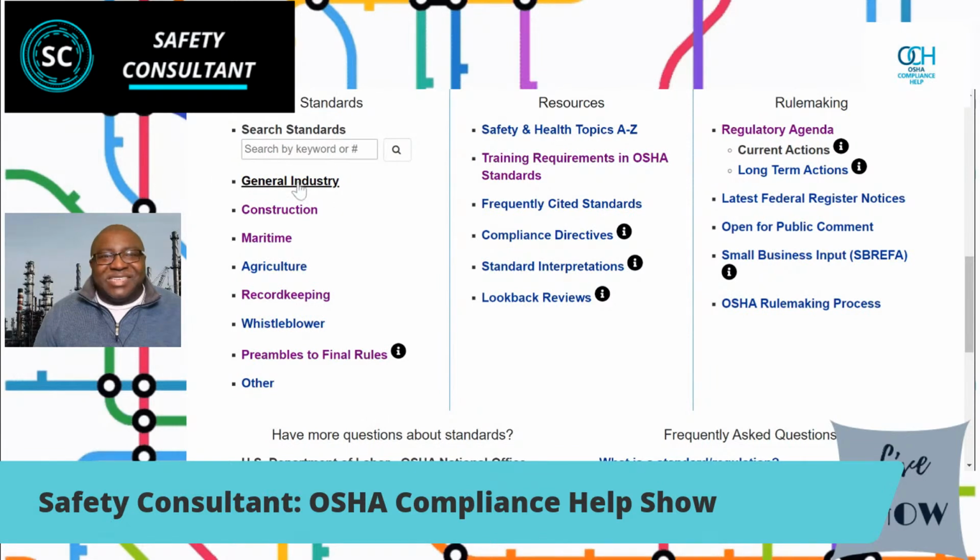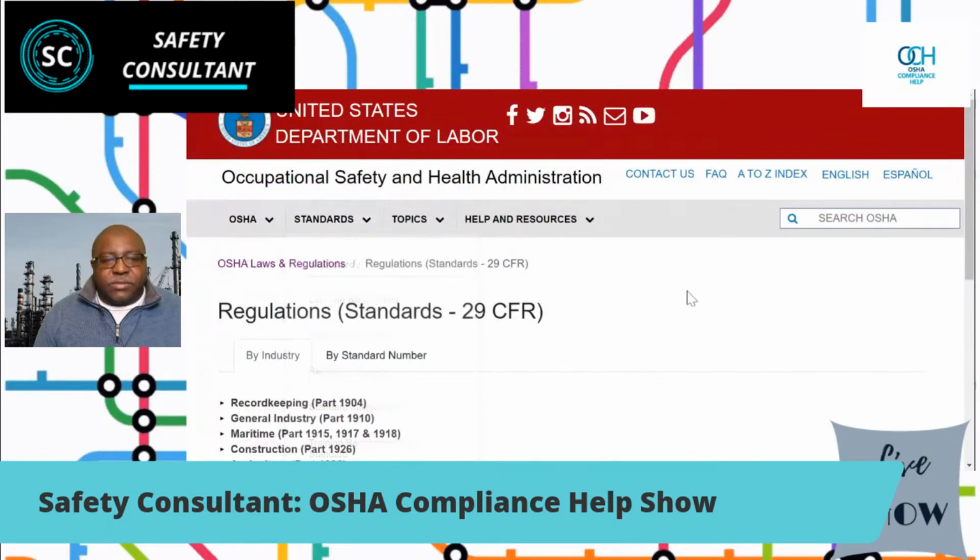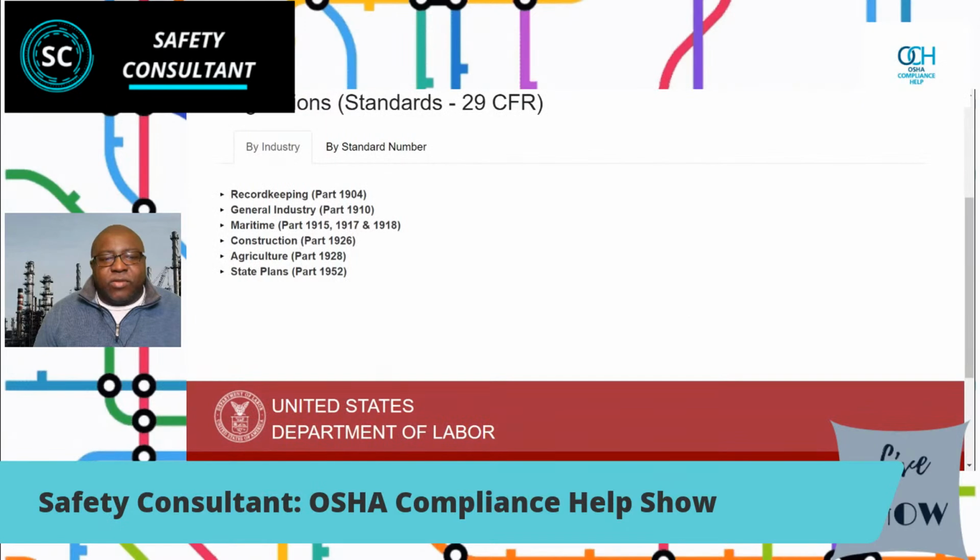General industry is 1910, construction is 1926. Maritime has three books. When you click on Maritime, you're going to see 1915, 17, and 18. Those are all the three parts for Maritime. And then agriculture is 28. State plans have their own part of 1952.